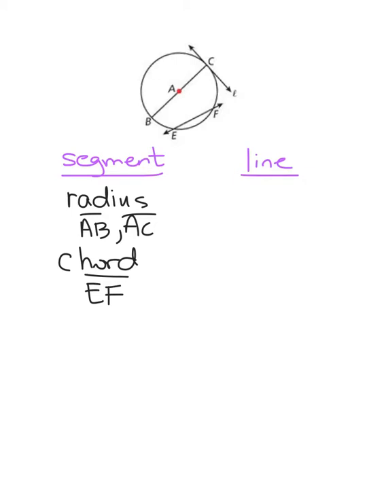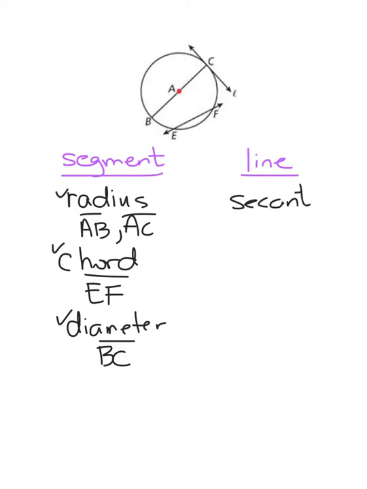Another thing we can use as a segment is the diameter. Now we talked about earlier that a diameter is really a chord that goes through the center, and so that diameter in this diagram is segment BC. So everything we've talked about here, the radius, a chord, and a diameter, they are segments, and they can be measured. Now when we're looking at a line, we have line EF, which is a secant. A secant is a line EF. We also have a tangent. A tangent is a line that will extend in either direction. In this case, it's line L.